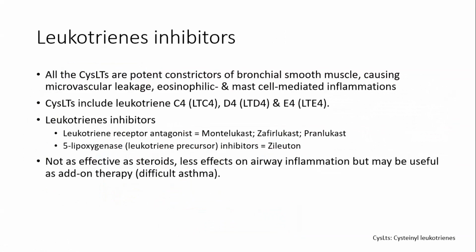Leukotriene inhibitors. All the cysteinyl leukotrienes are potent constrictors of bronchial smooth muscle, causing microvascular leakage, and eosinophilic and mast cell-mediated inflammation. So the leukotriene response can cause constriction of the bronchi, the bronchial smooth muscle, and then cause inflammation. They include C4, D4 and E4.